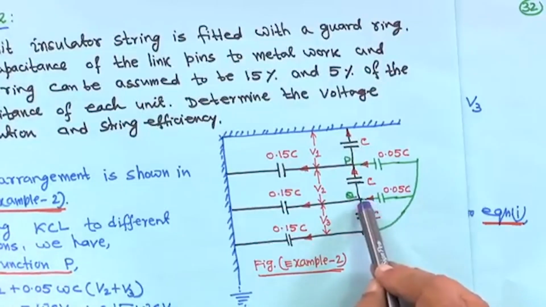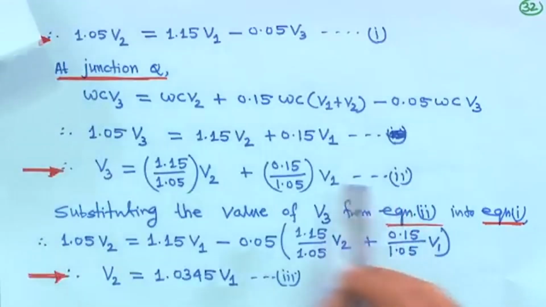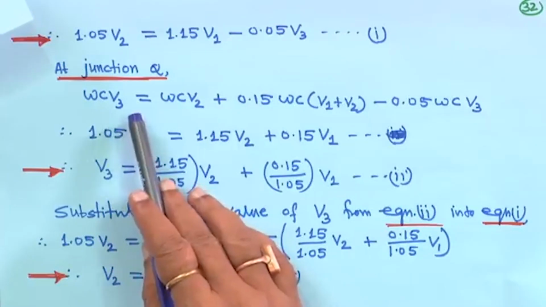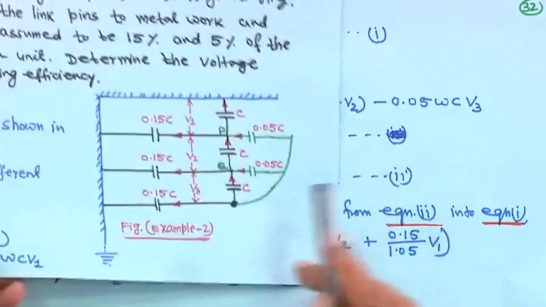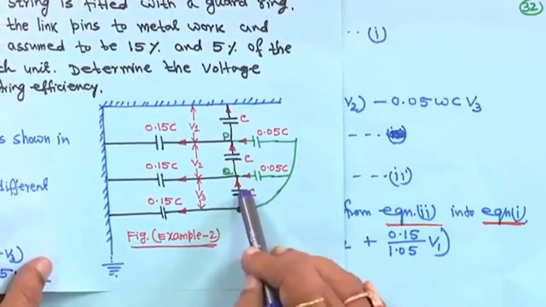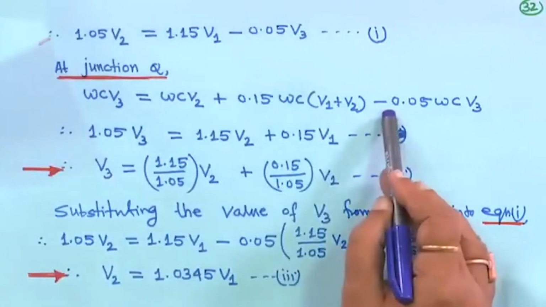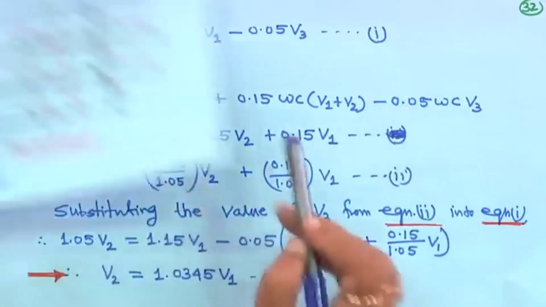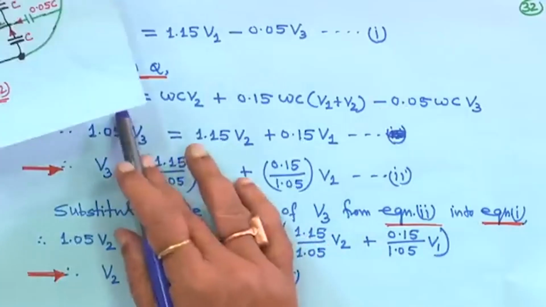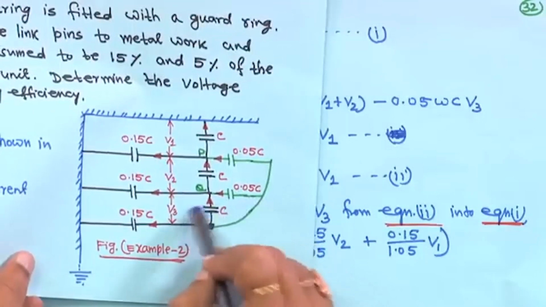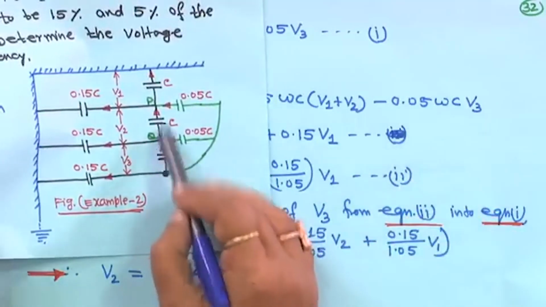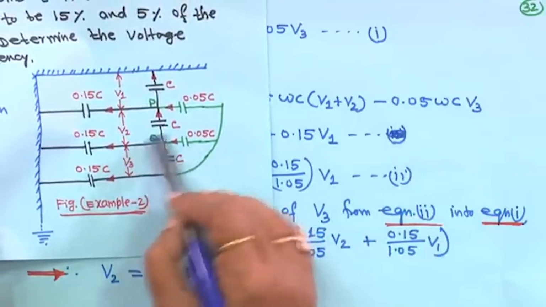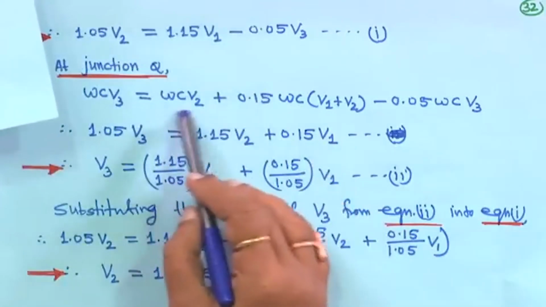At junction Q, you please apply KCL. If you do so, directly I am writing omega C V3, and this current is going out, omega C V3. If you bring this to this side, this current is entering, it will be omega C V3 plus 0.05 omega C V3, which is directly taken to this side. So, please apply this current summation, where these two currents are entering and these two are leaving. Please do it and simplify.